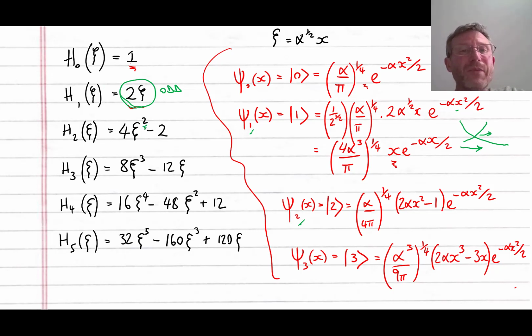Because of the xi squared term in here, h sub 2 is an even function. H sub 3, again, because of the xi cubed and the xi function, is an odd function. So test these out for yourself. You're going to see a pattern here: odd, even, odd, even, odd. And so basically, if the quantum number v is odd, then the function is odd.